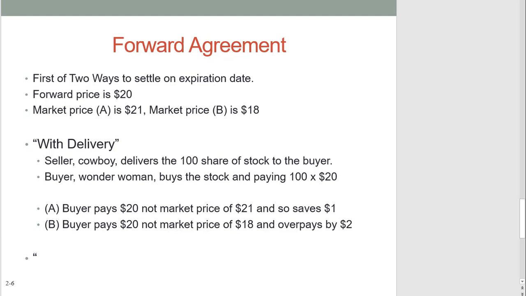Now let's look at what's happening. The buyer pays 20, not the market price 21. So the buyer is saving $1. The buyer pays $20, not the market price of $18. That's the second example. The buyer is overpaying by $2. So in the first case, the buyer is making money because the price went above $20. In the second case, the buyer is losing money because the price is below $20. Whatever is the buyer's gain is the seller's loss. Correspondingly, the buyer's loss is the seller's gain.